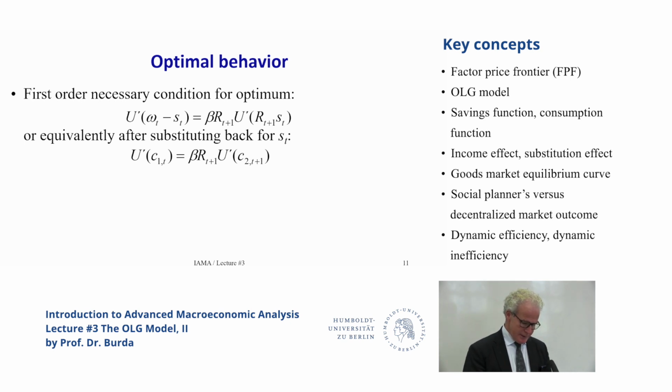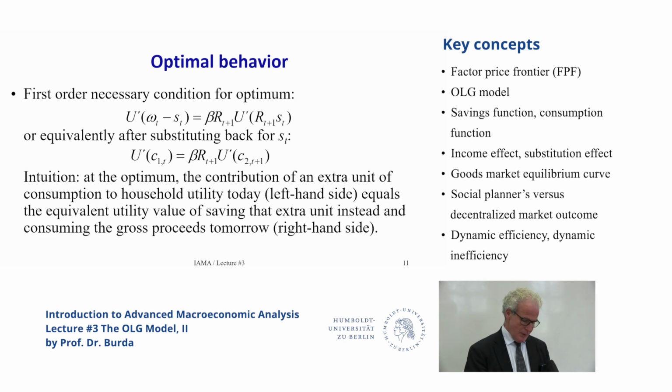economist in the 1920s. Okay, so this is really basic stuff. At the optimum, the contribution of an extra unit of consumption to my utility today equals the equivalent of saving that extra unit, getting the rate of return, eating it tomorrow, and discounting it. Now remember, when I say tomorrow, I'm talking about 20, 30-year generations. But again, it doesn't matter. We do see people doing this.